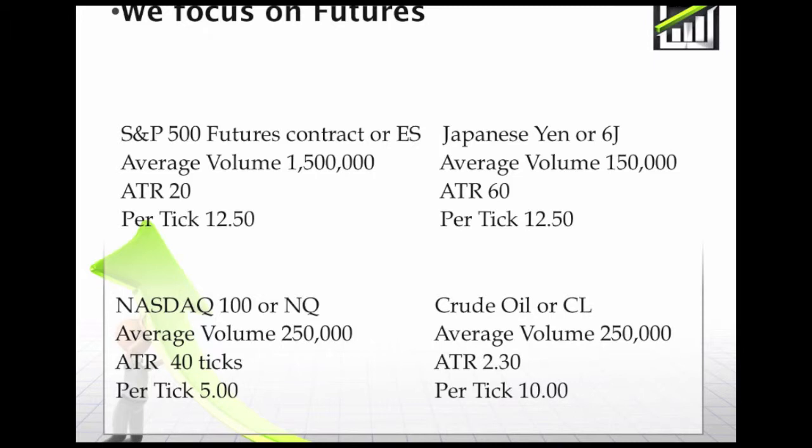So a couple of key statistics about the S&P 500. Average daily volume is about 1.5 million contracts a day trading.